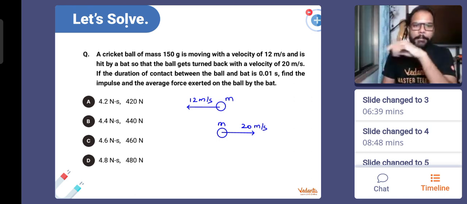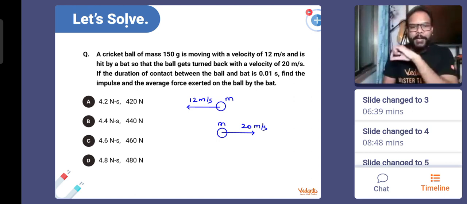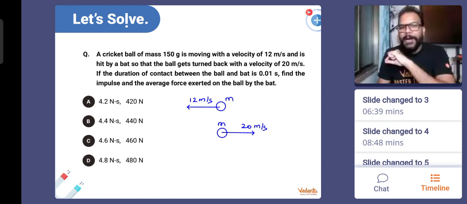This question says, it's an example, a cricket ball of mass 150 grams is moving with a velocity of 12 meters per second, exactly what Dhoni did. The ball was moving towards him at 12 meters per second and he hits with a bat and the ball gets turned back with a velocity of 20 meters per second. I've drawn the diagram. Okay, if the duration of the contact between the ball and the bat is given, find the impulse and the average force.